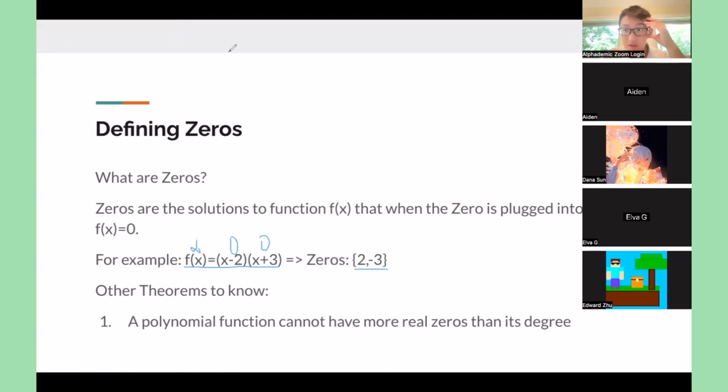So that is what zeros are. It says it in the name. It is just what, when you plug that number into the function, is equal to 0. So, other theorems or just useful things to know.